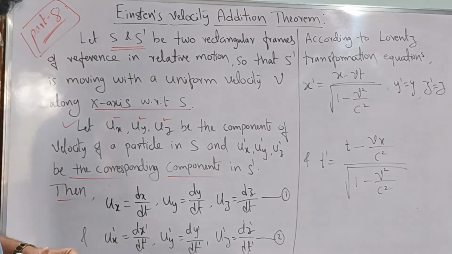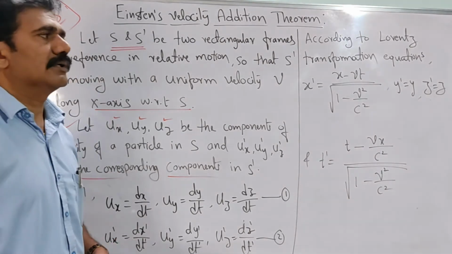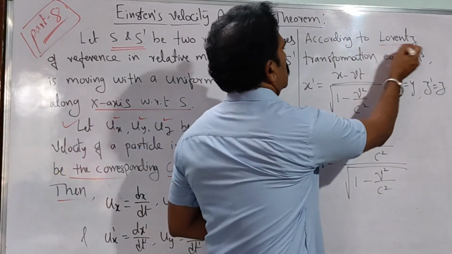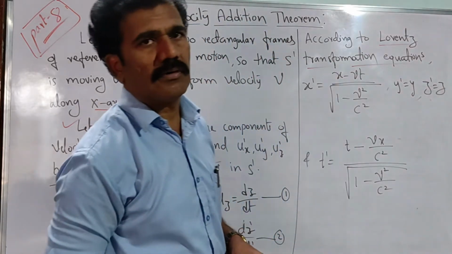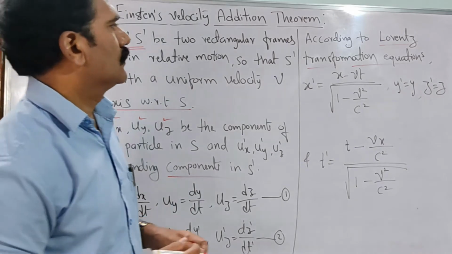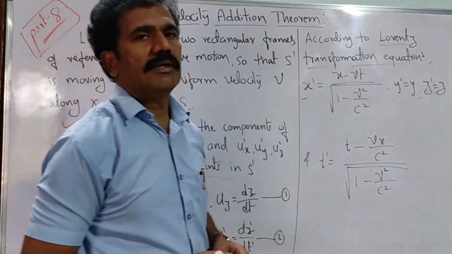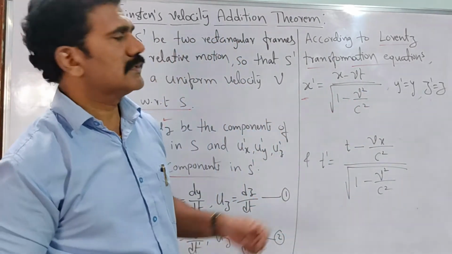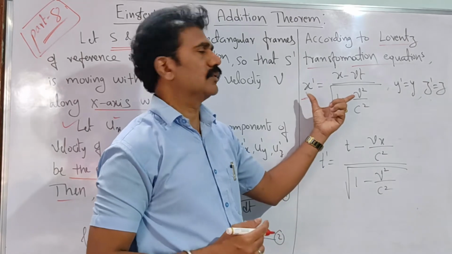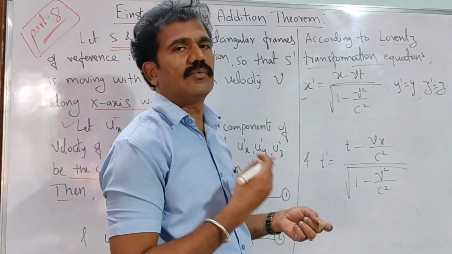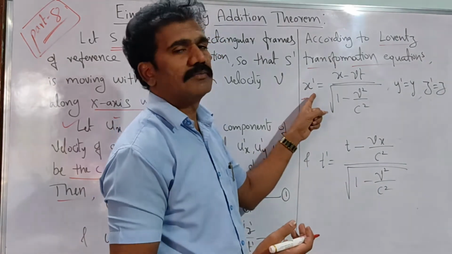Now note down these two equations, 1 and 2. Then we can apply the Lorentz transformation equations, which we already derived in the previous video. These relate the coordinates from one frame to the other. x dash is equal to x minus vt divided by the square root of 1 minus v square by c square. This is the important equation relating x dash and x, because the frame of reference is moving along the x-axis.